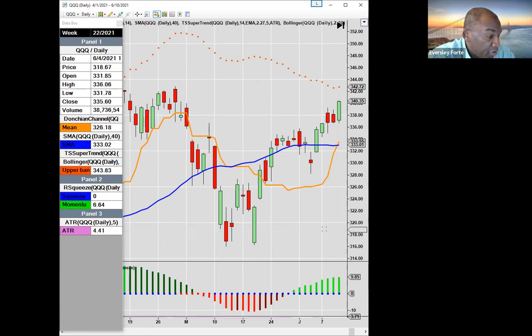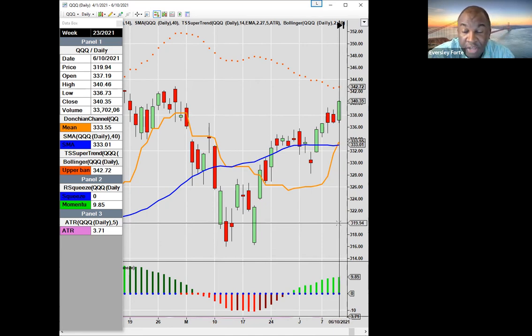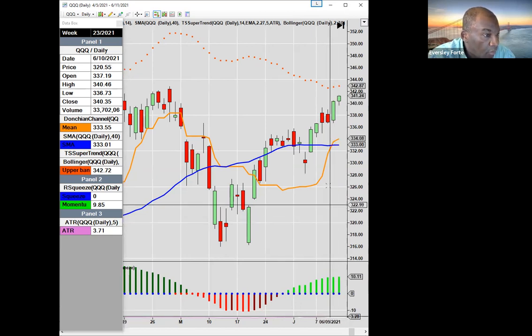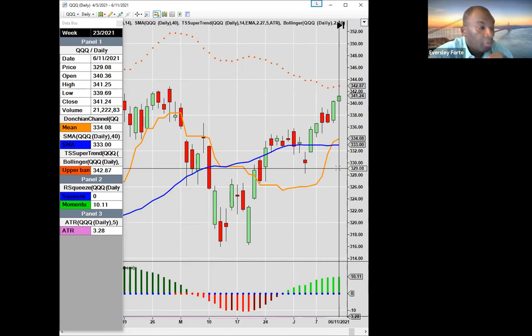We use a 5-period ATR, so that number tells me on average it moves $3.71 every 5 days. At this moment in time, that's approximately how much it's moving, 3.71 every 5 days. So our targets are based on volatility of the underlying, not on the options, on the underlying. So the next day when the market opens at 340.36 the next day.